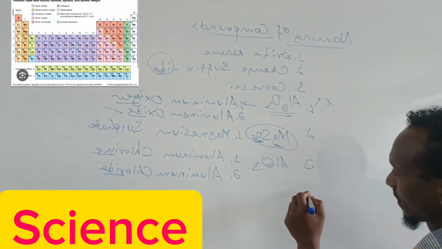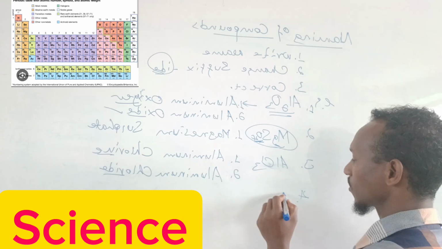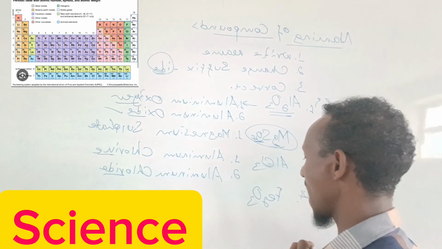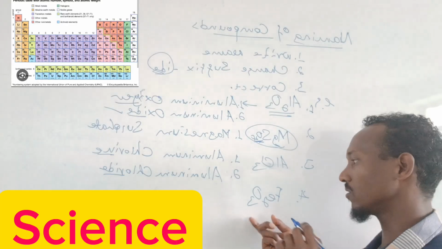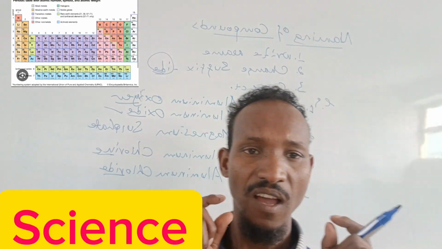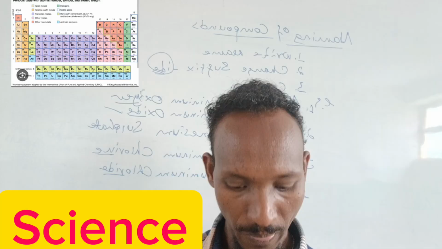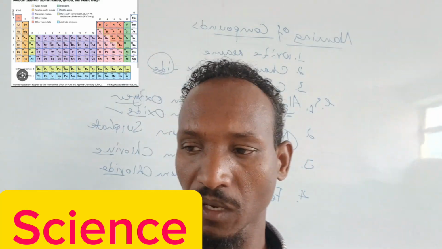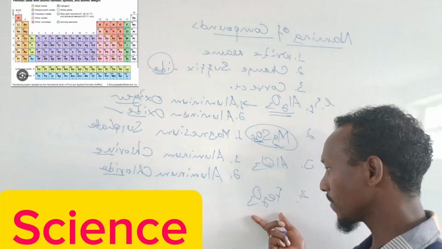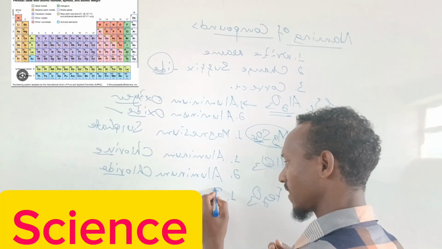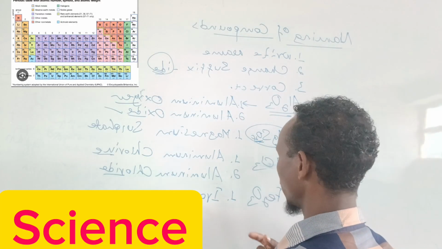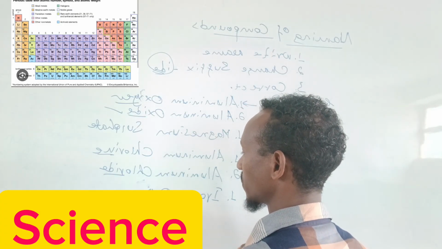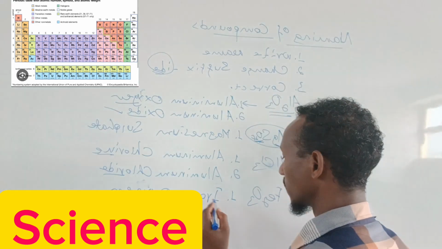Let me give you another. The fourth one, iron oxide, Fe2O3. Look at this compound, iron oxide. In this compound, there is an element which has variable valency. Iron is the element that has variable valency. Its valency is +2 and +3. So to write the name of this compound, the first is iron, and then there is oxygen.